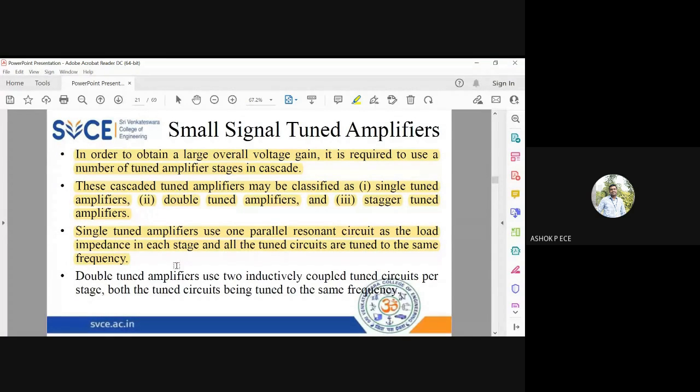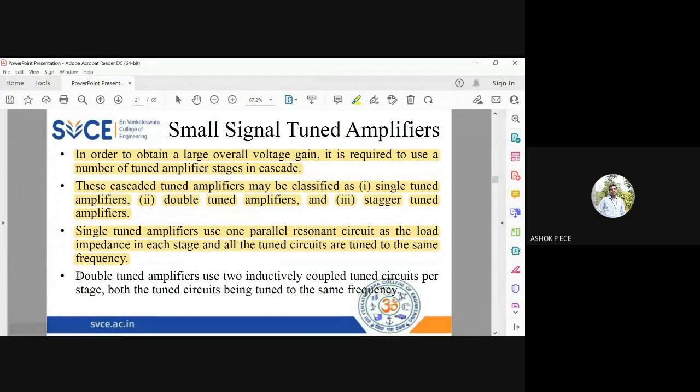So the first amplifier's LC will be tuned to F naught, the second amplifier is also going to be F naught, and the third one is also going to be F naught. This is all with respect to cascading. If you say a single tuned amplifier with only one stage, you will have only one LC circuit and F naught equal to 1 by 2 pi root of LC. Clear?